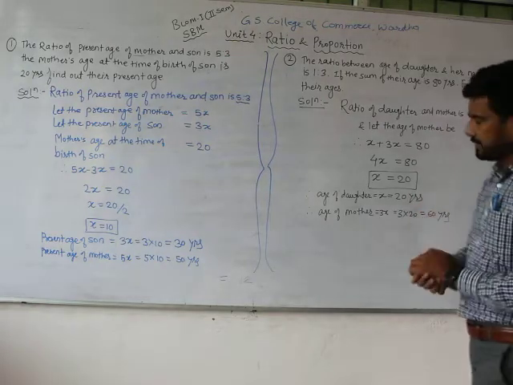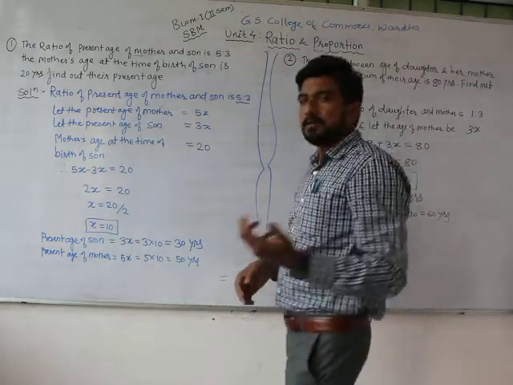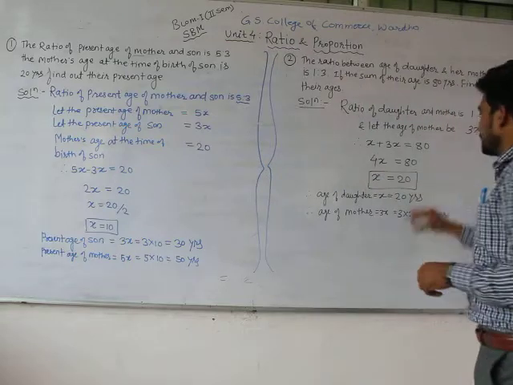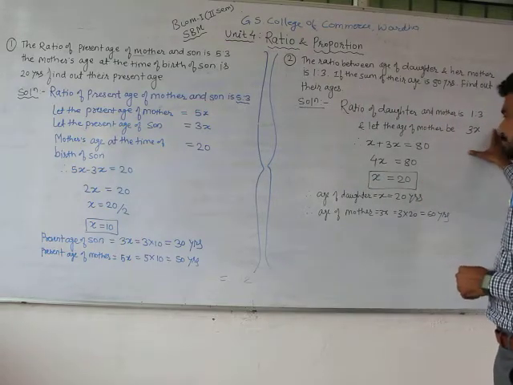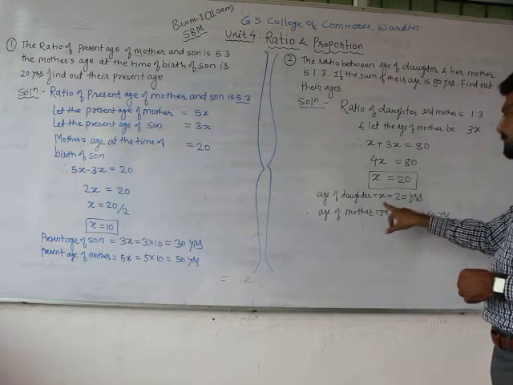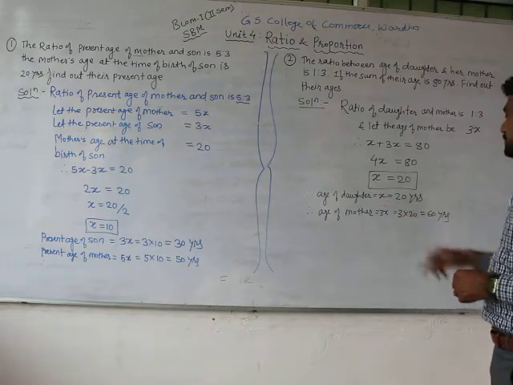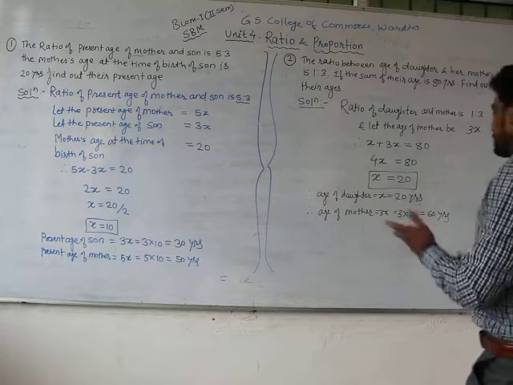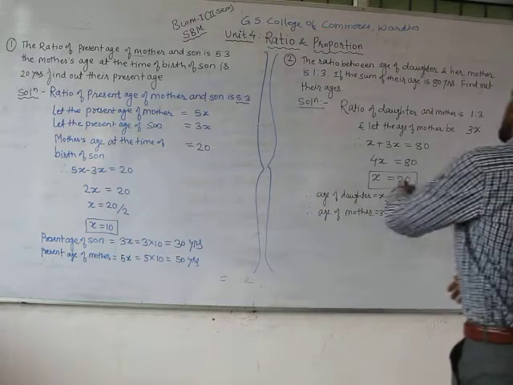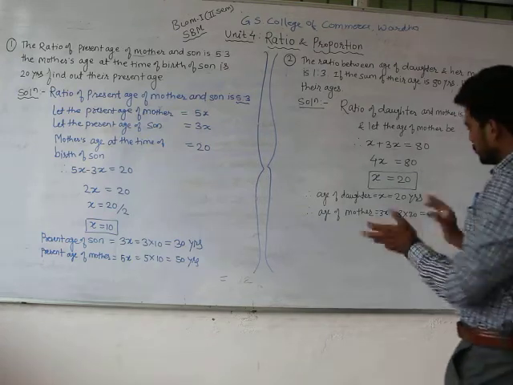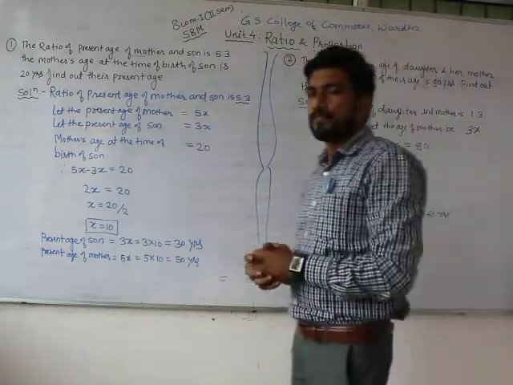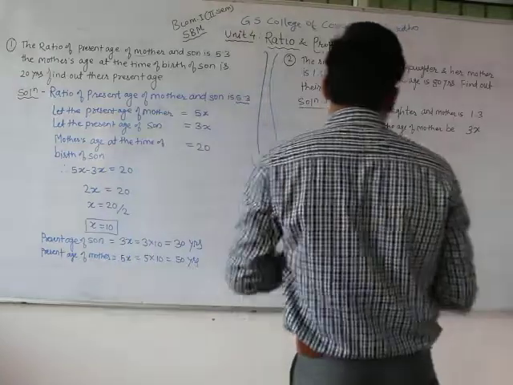So the value that we had supposed, the value of x, is 20 years, and now we will put this value in our ratio and proportion equation. Age of daughter was x, so it will be 20 years, and age of mother is 3x, so 20 multiplied by 3 is 60 years. So age of daughter 20 years and age of mother 60 years. If we add both, it will be 80 years. 20 plus 60, 80 years.